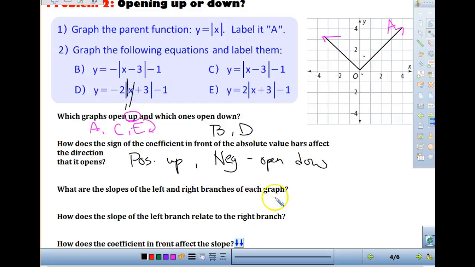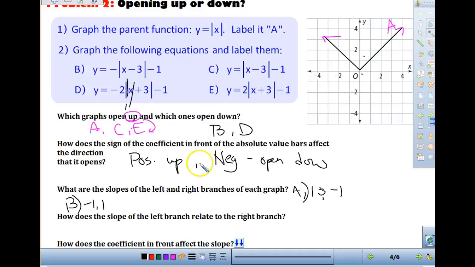It says, what are the slopes of each branch? In A, our slope was what? 1 and negative 1. How about in B? What number's out in front? It's still going to be negative 1 and positive 1. It goes down, but our slopes are the same.